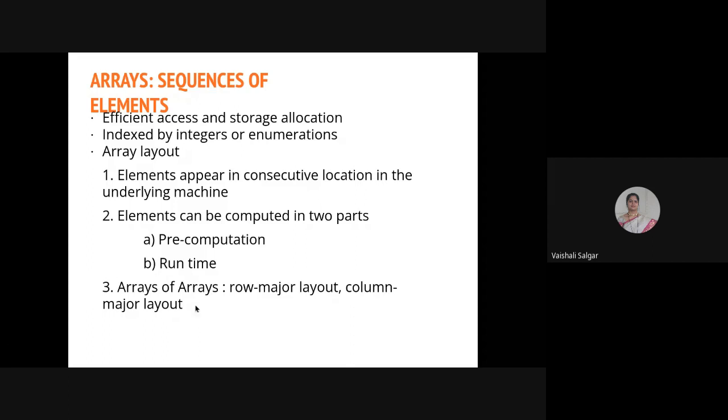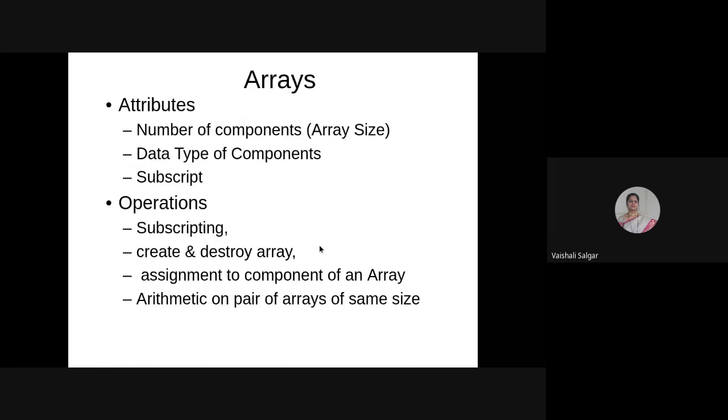So when I'm saying arrays of arrays, it is nothing but your two-dimensional array, which can be row major layout or column major layout. So how will the layout be allocated in memory? It will be either row major or column major. Now we will see in detail the different attributes of arrays. When we are saying arrays, obviously there is the number of components, that is, the size of the array.